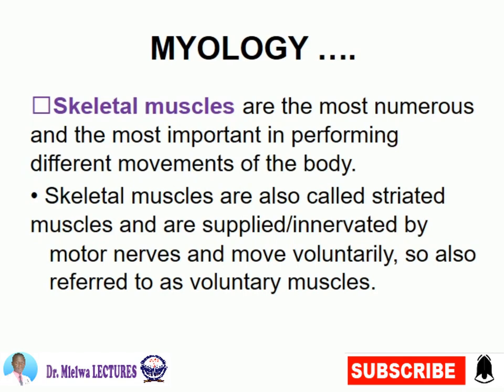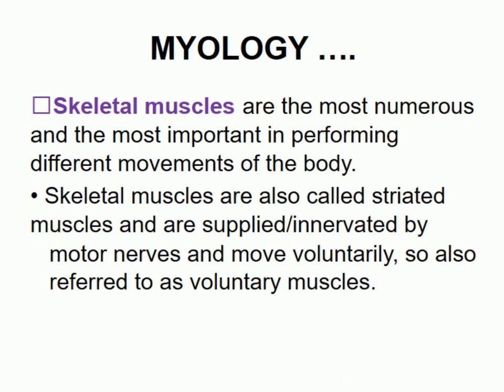As we said earlier, the skeletal muscles move under conscious control, or they are under control of the somatic nervous system. So they move under voluntary control. Skeletal muscles are also called striated muscles, and they are supplied or innervated by motor nerves and move voluntarily. So they are also referred to as voluntary muscles. This is the only group of muscle that moves under voluntary control, and they are supplied or innervated by motor nerves.